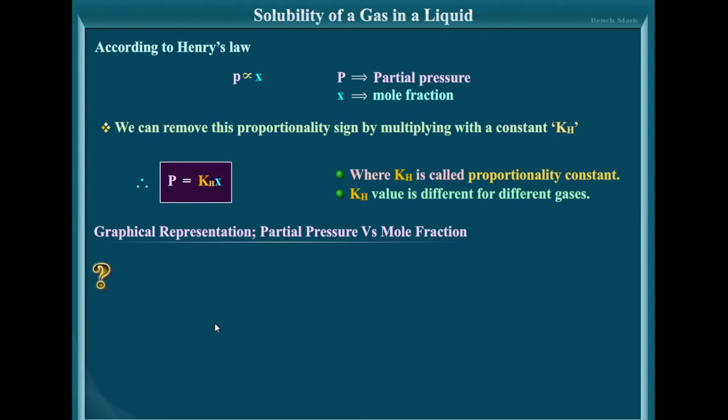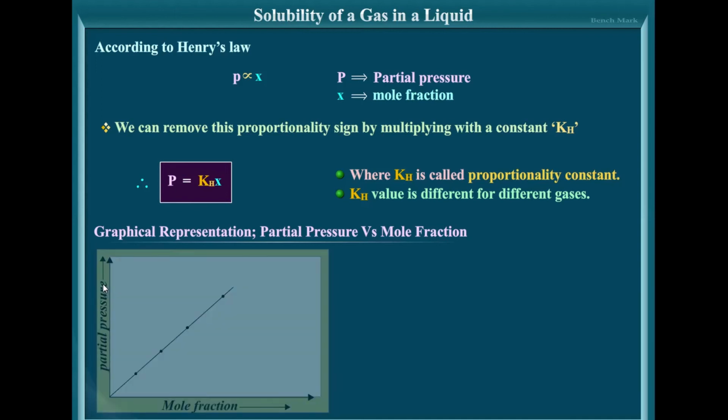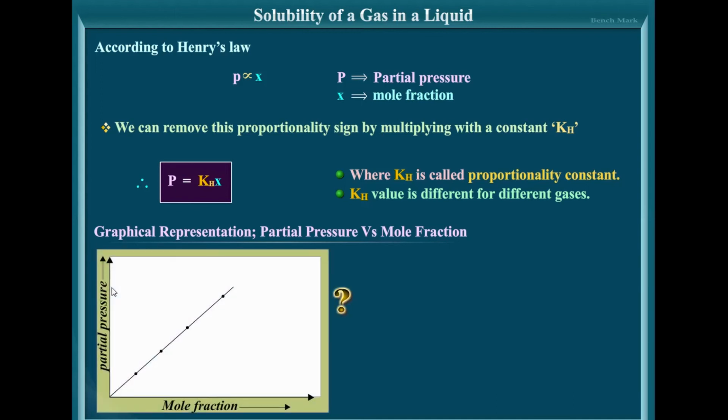Next is the graphical representation of partial pressure versus mole fraction. The partial pressure of a gas is a linear function of its mole fraction, as is clear from the graph. It means that the plot of pressure versus mole fraction is a straight line passing through the origin, and the slope of the line will be equal to Kh. Remember, the slope of the line will be equal to Kh.